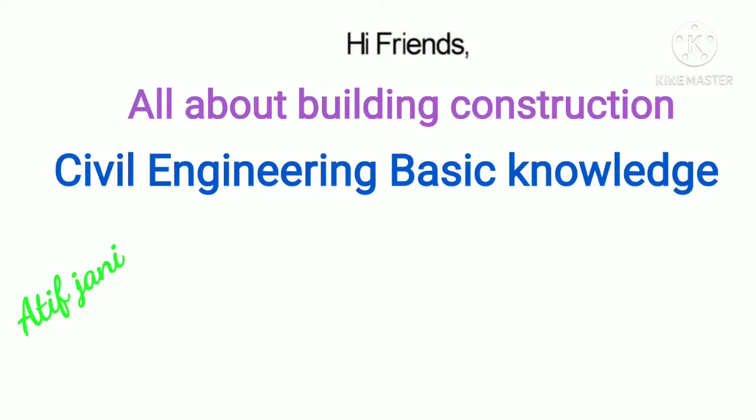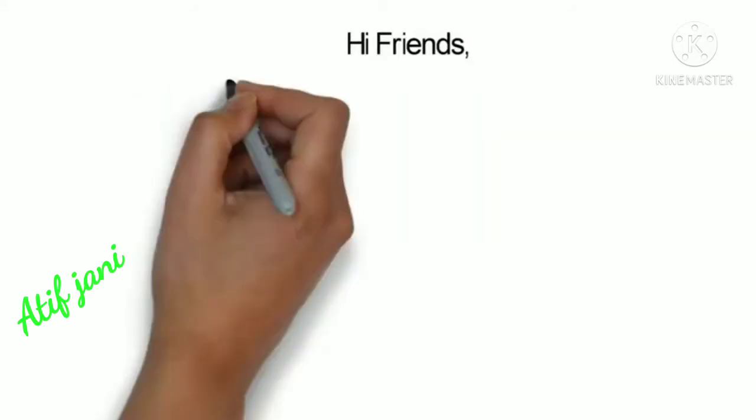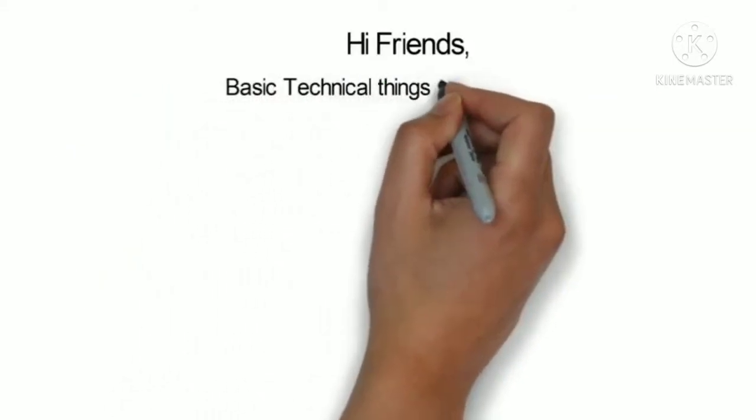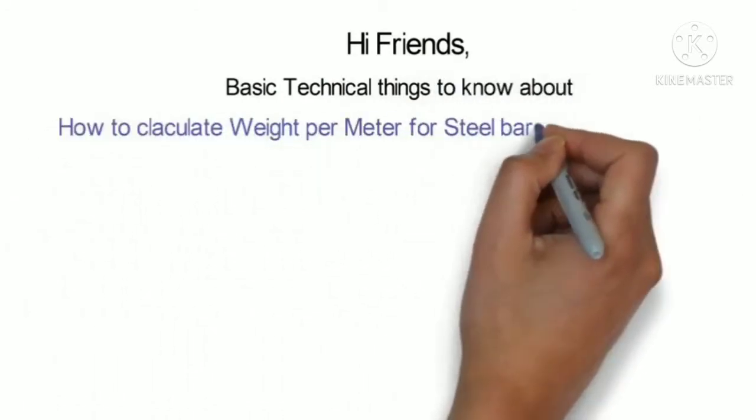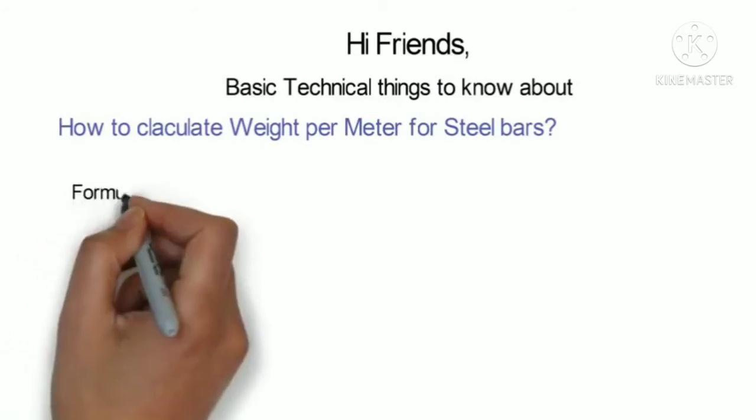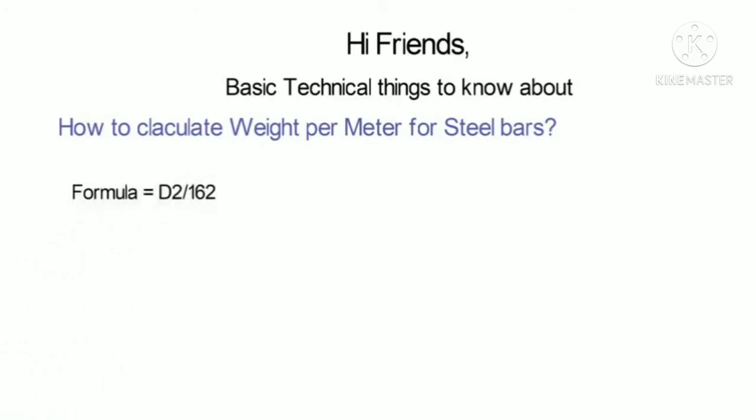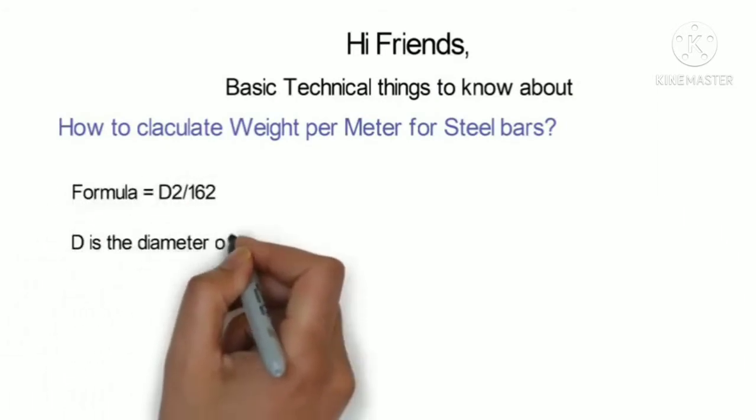Hi friends, in this video we are going to discuss the basic technical things every civil engineer should know about. So let's begin. How to calculate weight per meter for steel bars. The formula is d square by 162. Here d is the diameter of the steel bar.